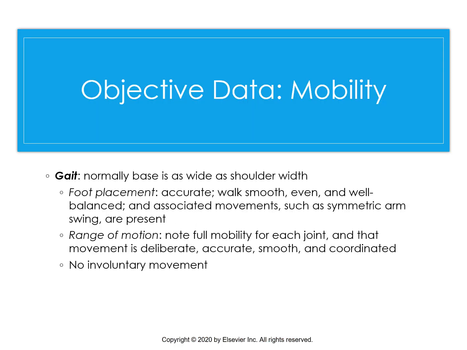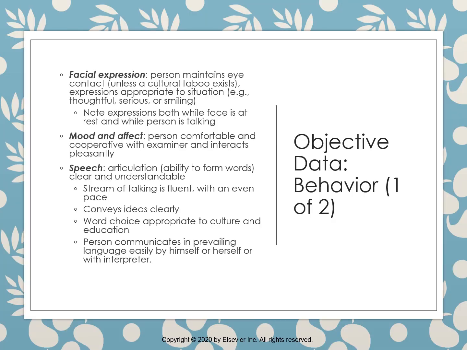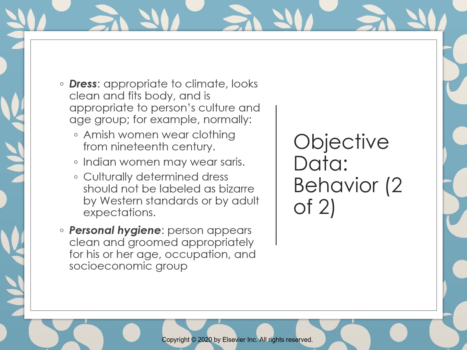It is also important to assess one's mobility. Assessing their gait and foot placement and range of motion is very important in gathering information about the patient's mobility. Facial expressions, mood and affect, and speech can also be assessed. Keep in mind that certain cultures do not prefer to maintain eye contact. It is also important to take a look at the patient's dress and personal hygiene. Different cultures and socioeconomic statuses may affect these factors.